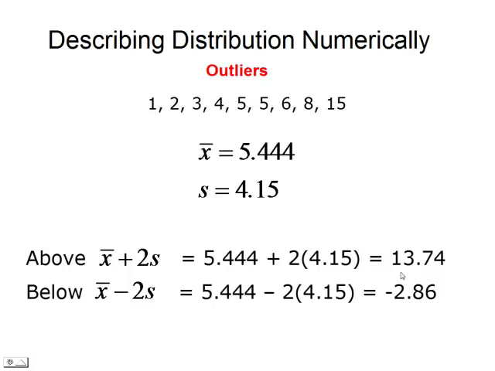You'll notice that we do have a number, the number 15, which is above the 13.74. So that 15 is considered an outlier. So either one of these formulas is a valid formula to determine outliers.